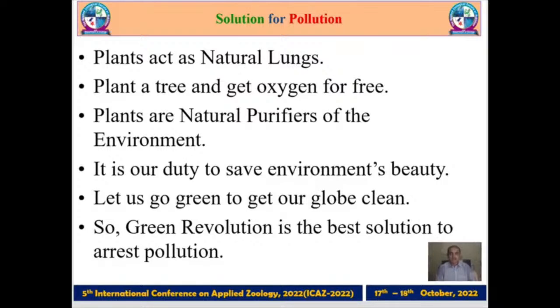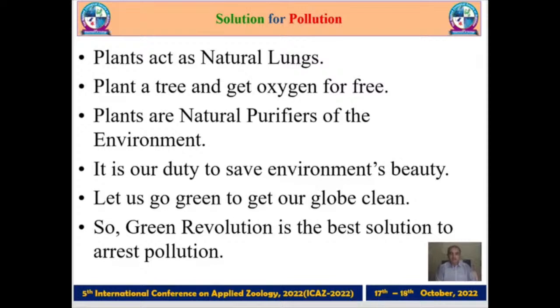And carbon dioxide concentration is increasing day by day due to anthropogenic activity, which is resulting in different phenomena like global warming, climate change, melting of glaciers, floods and other such activity which are taking place on the surface of Earth.